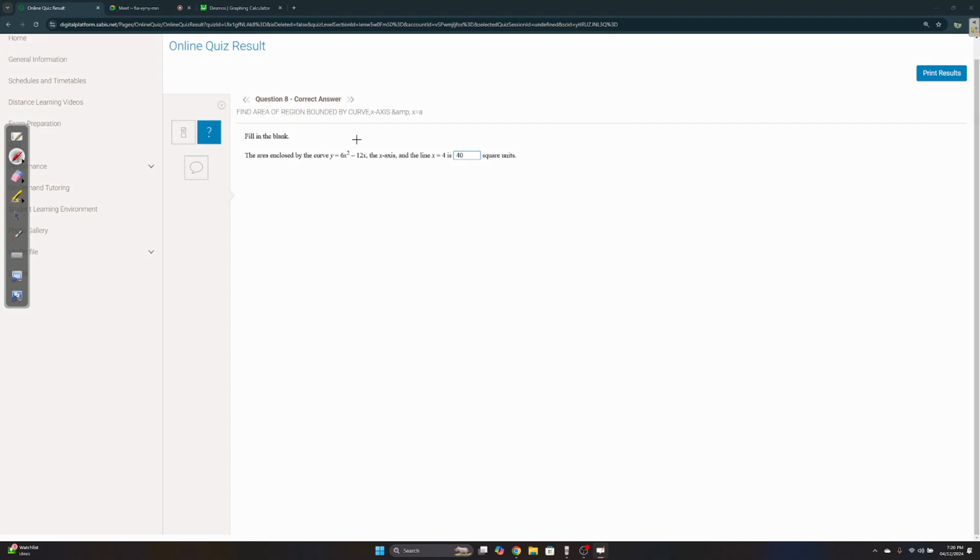The area enclosed by the curve y equals 6x squared minus 12x, the x-axis and the line x equals 4 is 40 square units. Okay, for this one, I got confused at the start, but basically this curve 6x squared minus 12x looks something like this. Okay, so you need to know when it crosses the x-axis. You need to know the x-intercepts. It's saying between the curve, the x-axis, and the line x equals 4. This is the curve. This is the x-axis. The line x equals 4 is over here. So we want the shaded area between the curve, the x-axis, and the line.